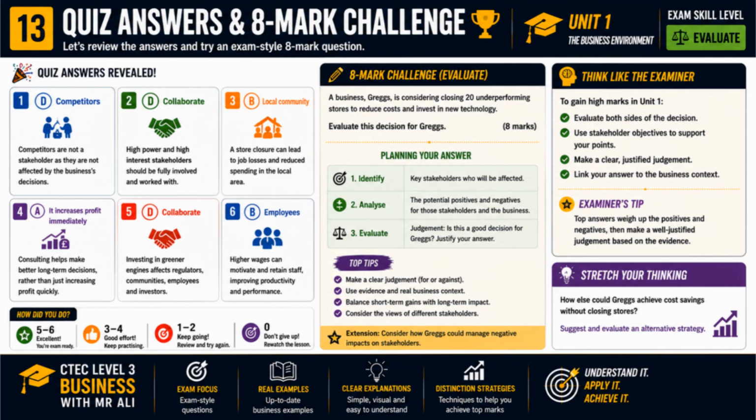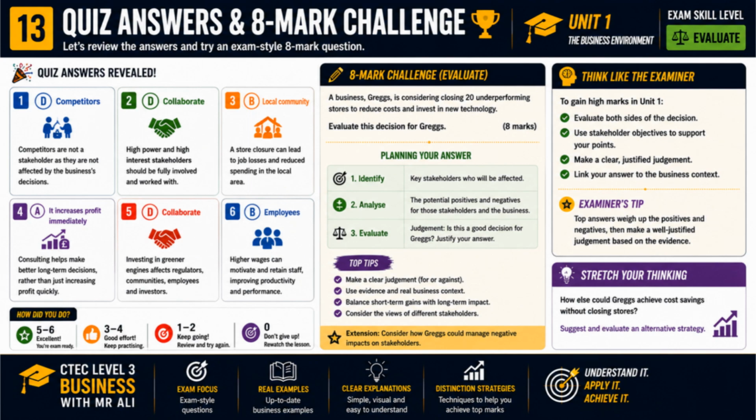Number 2 is to collaborate. High power, high interest stakeholders should be fully involved and worked with. Local community: a store closure can lead to job losses and reduce spending in the local area. Number 4, increase in profit immediately. Consulting helps make better long-term decisions rather than just increasing profit quickly. 5 was collaborate. Investing in greener engines affects regulators, communities, employees, and investors. And then number 6 was employees, B. Higher wages can motivate and retain staff, improving productivity and performance.